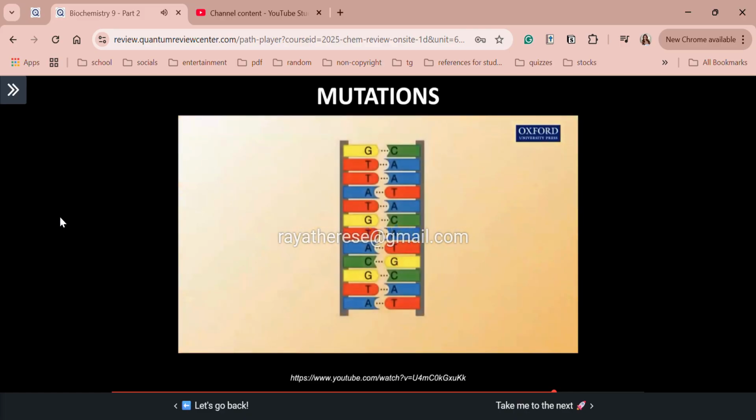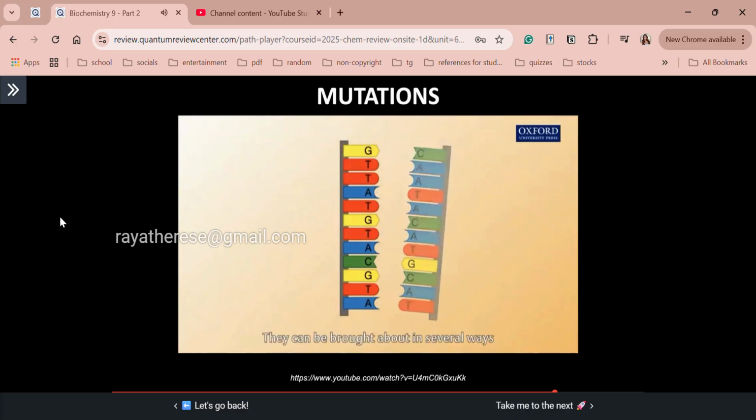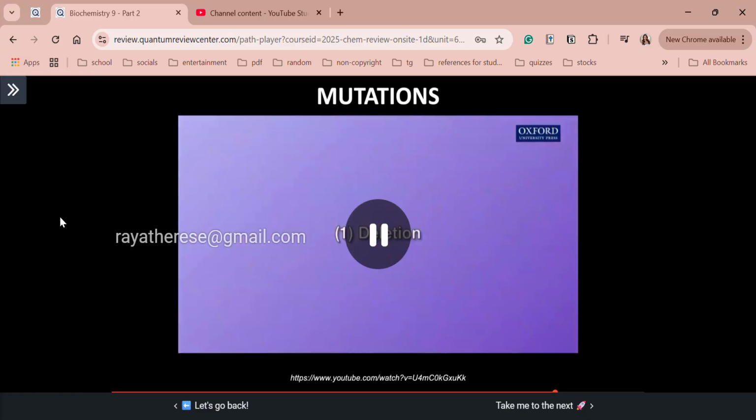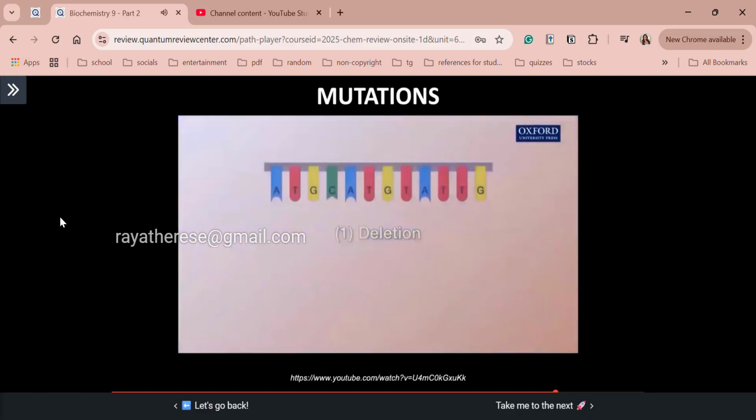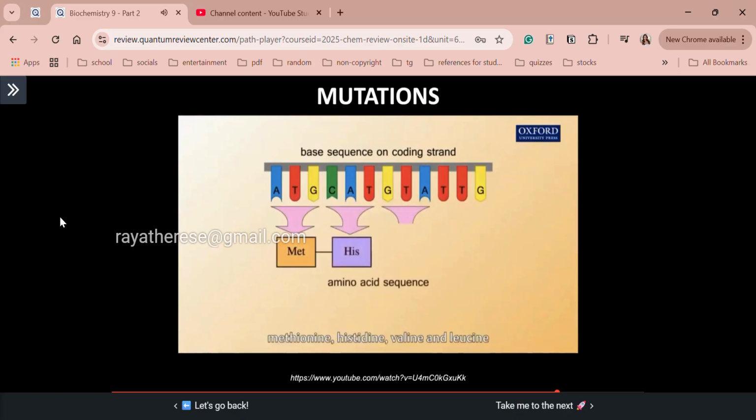Gene mutations are changes in the base sequence of the DNA in a gene. They can be brought about in several ways. Assume that the normal base sequence on a coding strand is ATG, CAT, GTA, and TTG. The amino acid sequence produced should be methionine, histidine, valine, and leucine.